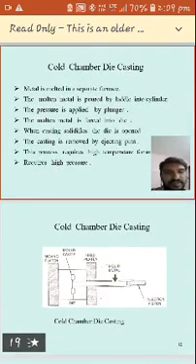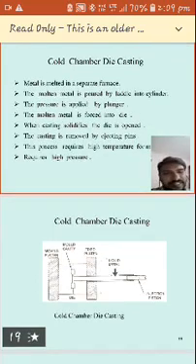The casting is removed by ejecting pins. Here separate pins are there to remove the casting from the mold. To remove the casting from a mold, we call that an ejecting pin. So we can eject the casting from the mold.